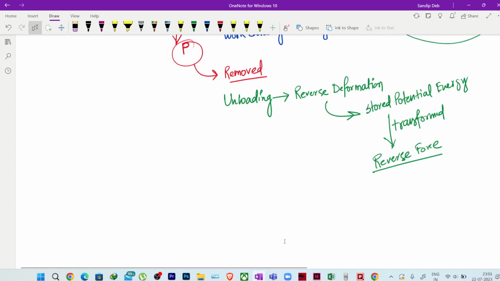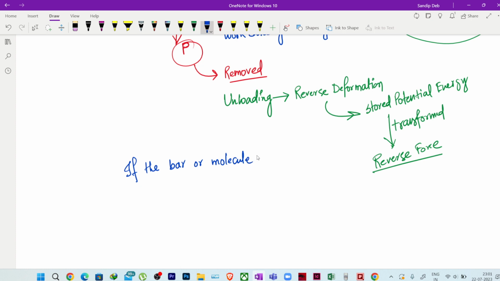So now if the body, or if the bar, or molecules of the bar, or I would say particles of the bar, achieves, sorry, I will come to this point a bit later.